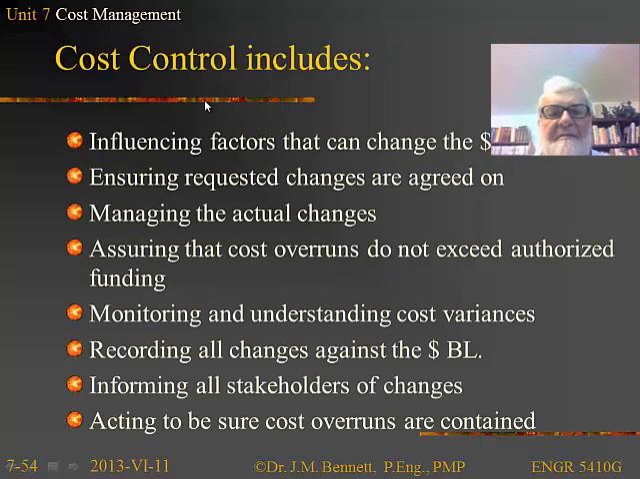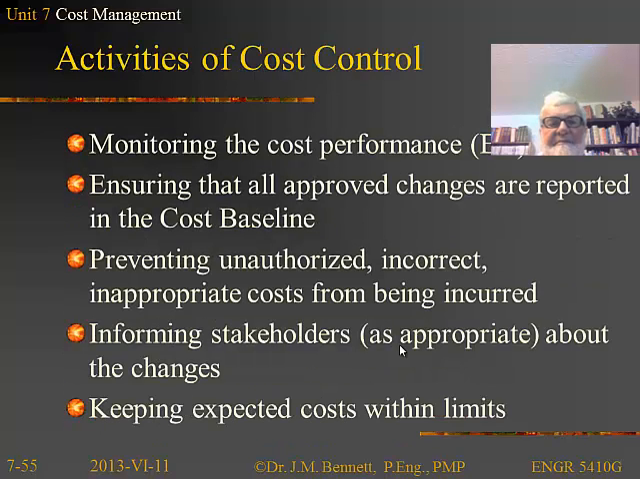So here, the things that we want to worry about are influencing factors that can change the cost baseline, ensuring that the requested changes are agreed upon, managing the actual changes, which can be complex, and assuring that cost overruns do not exceed authorized funding, and that's a biggie, monitoring and understanding what it means to have cost variances and what that means to the project, recording all changes against the cost baseline, and telling the stakeholders of those changes, and then acting to be sure cost overruns are contained.